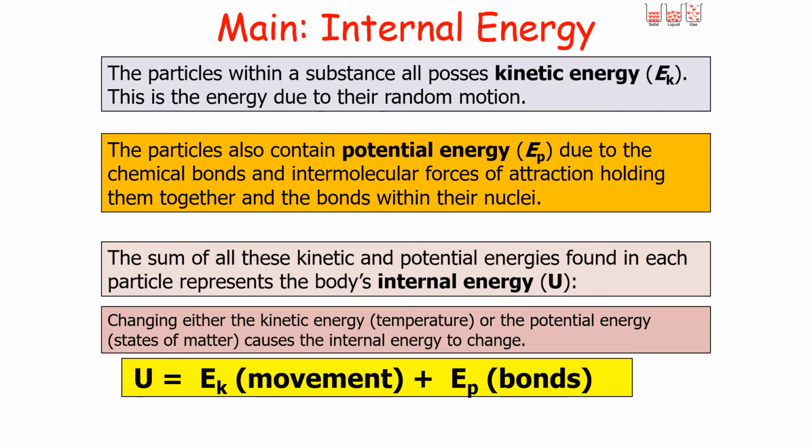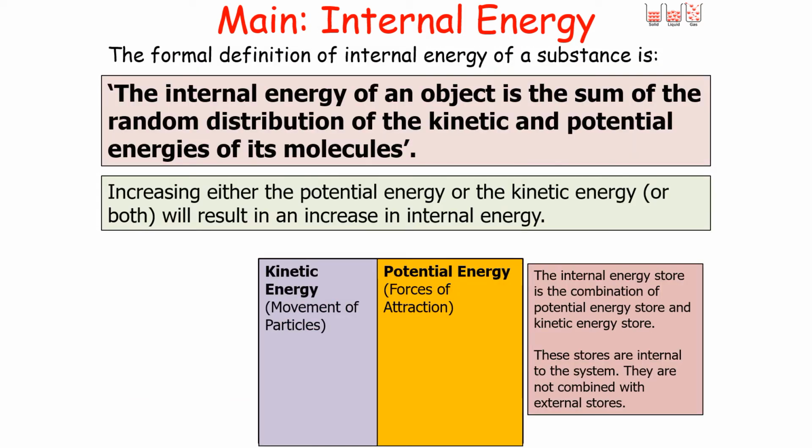Now changing either the kinetic energy or the potential energy store causes the internal energy to change. So the internal energy of an object is the sum of the random distribution of the kinetic and potential energies of its molecules. So increasing either the potential energy store or the kinetic energy store or both will result in an increase in internal energy. Now just to clarify, these stores are internal to the system and are not combined with the external stores of kinetic or potential energy a substance may experience.